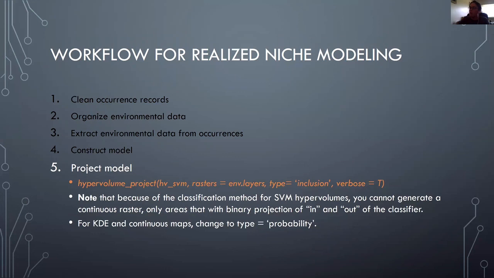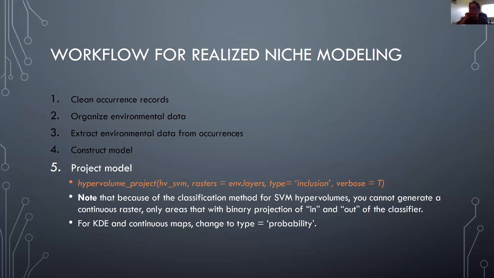And then, given a hypervolume delineated with support vector machines, there's only an in and an out. That means there are areas on the landscape that are considered in and out, so you're only going to be looking at a binary projection. And verbose equals true just tells you that it's going to inform you as it's creating the model. You can switch that to false if you don't want your console to blow up, or if you're working on other things.